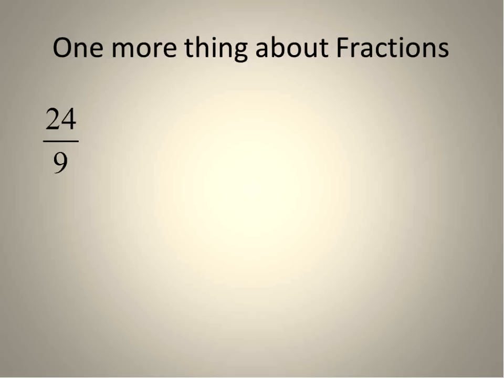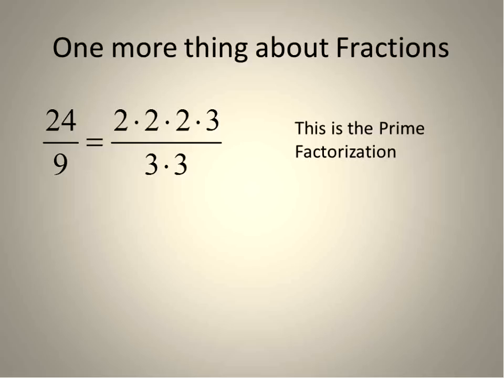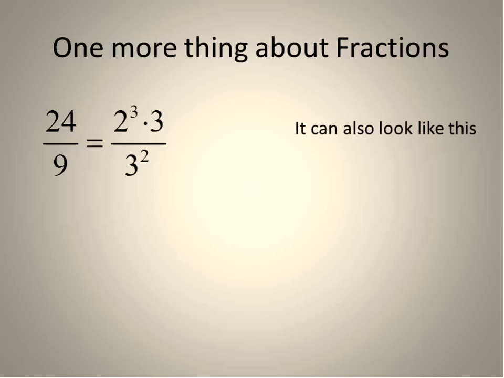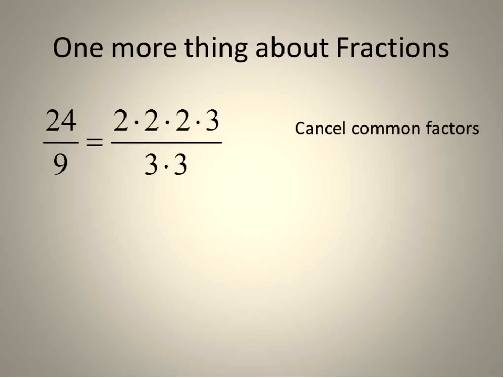And one more thing about fractions. You're probably starting to think that there are a lot more things about fractions. We can reduce fractions to lowest terms. One way that we do this is to write out the prime factorization. It can look like this with 2 to the power of 3 and 3 squared, or it can look like this with 2 times 2 times 2 times 3 and 3 times 3 on the bottom. Or you can look for the greatest common factor and just simplify. You can cancel out any common factors. Whatever way you reduce a fraction to lowest terms is fine.